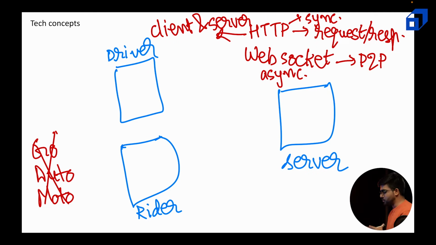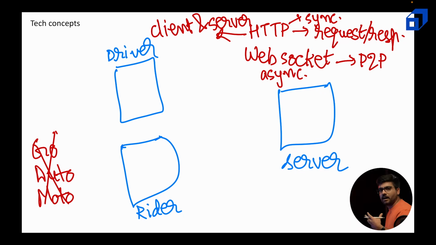Now using the WebSocket servers, what the drivers can do is keep sending location pings to the server on a regular basis. It can be every 4 seconds, 5 seconds, or 10 seconds. It depends on what QPS is sufficient for our particular use case.